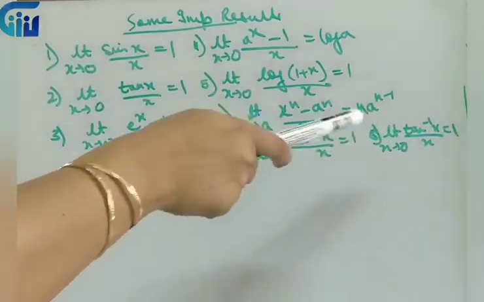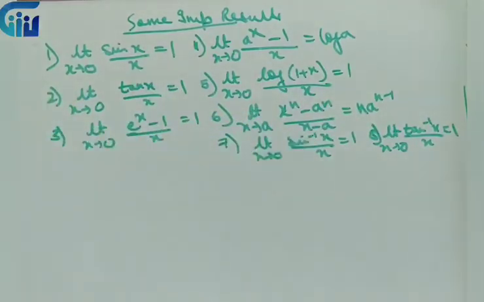And these are the two new results. Limit x tending to 0, sin inverse x upon x is 1, and similarly tan inverse x upon x is also 1. So these are the results which we will be using in the question. So we have to make a note of all these results, right?